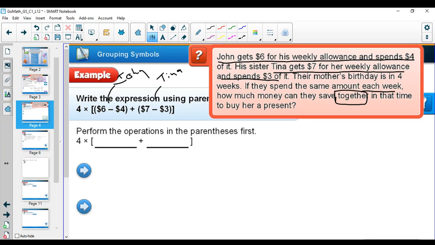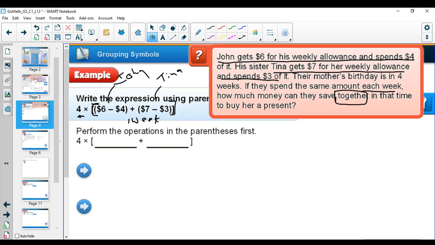Now, when we add them together and we put them inside of these brackets, right, that means that that's 1 week that they save their money for. But they're not just going to save their money for 1 week, they're going to save their money for 4. So we need to multiply by that 4.